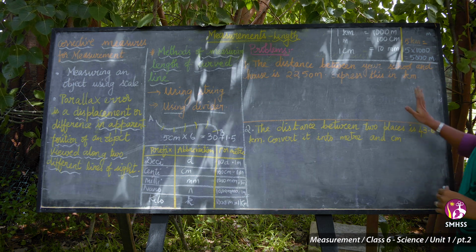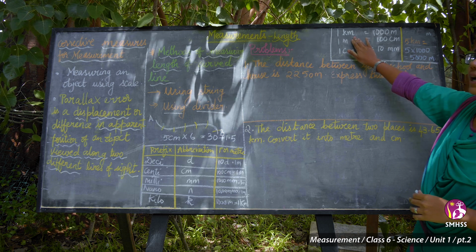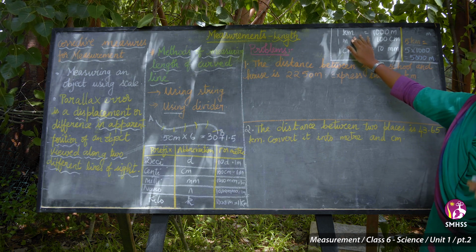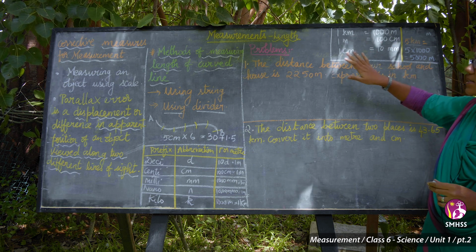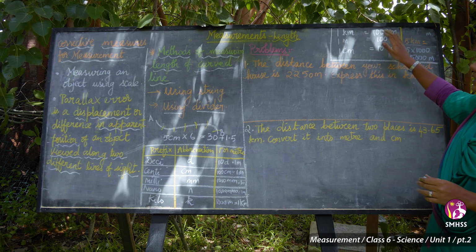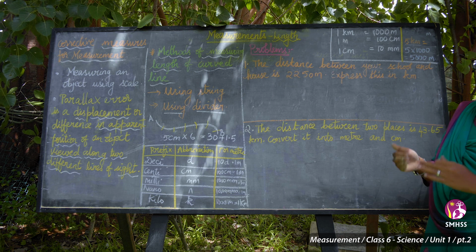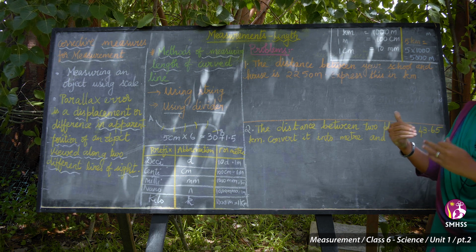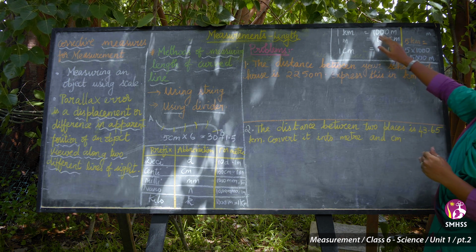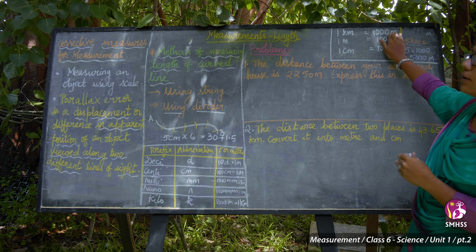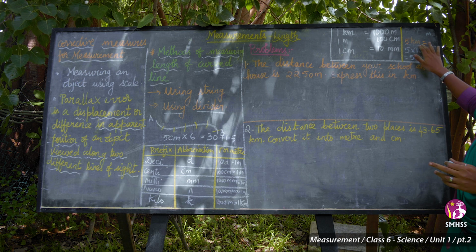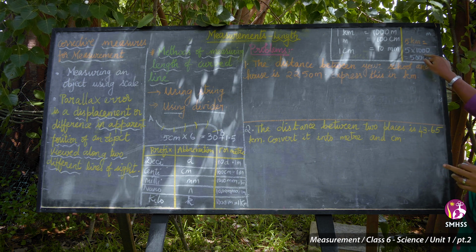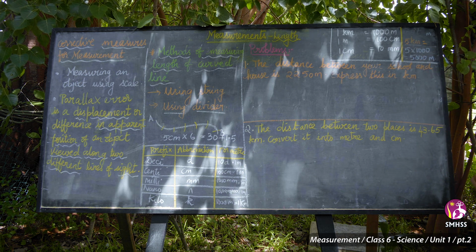Kilometer is the biggest unit here compared to meter. So when you take it to the next level, to meters, you have to multiply. How many meters does 1 kilometer have? 1000 meters. So for 5 kilometers you should multiply 5 into 1000, which is 5000 meters.